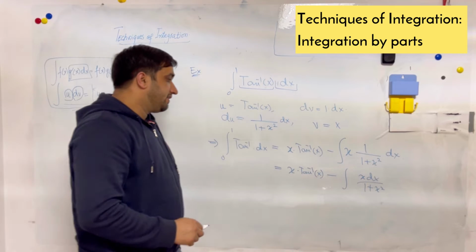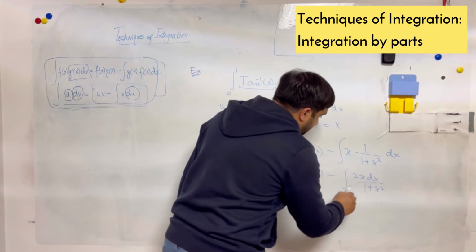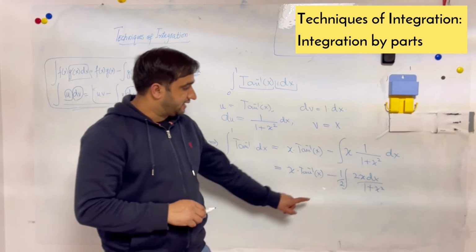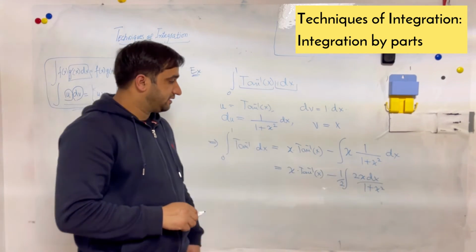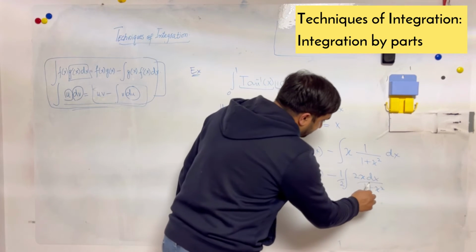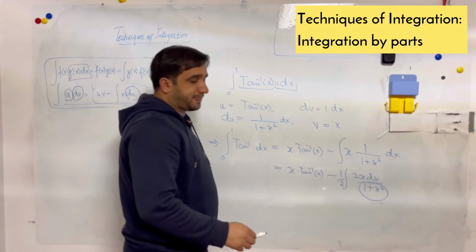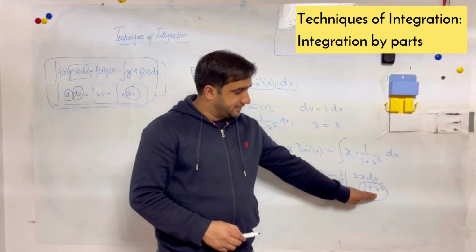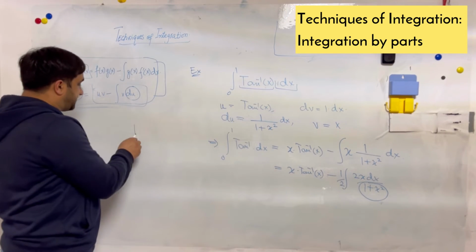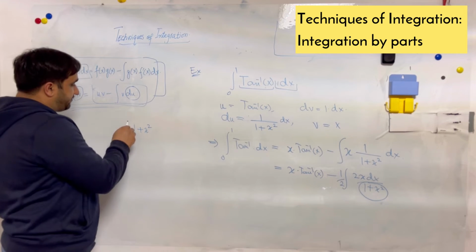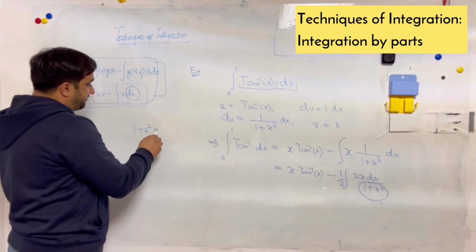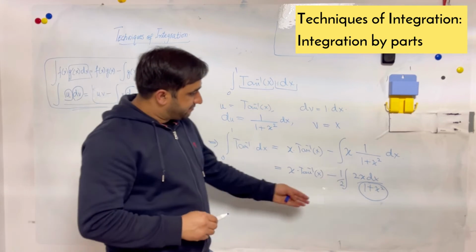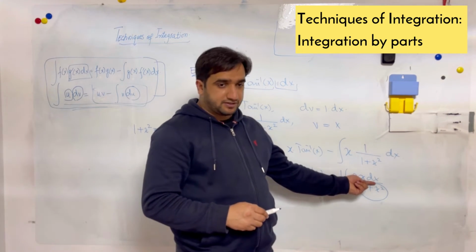And if I write it like this, you should have no problem with me. I multiply and divide by 2. Now look, the expression downstairs is 1 plus x square, and if you take the derivative it will be 2x dx. This derivative is present on the upper portion.